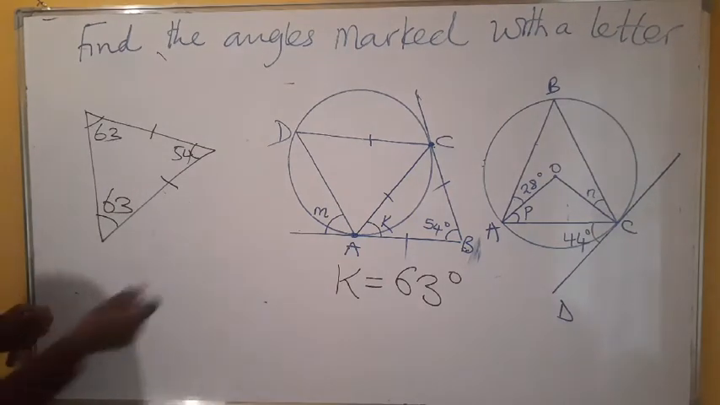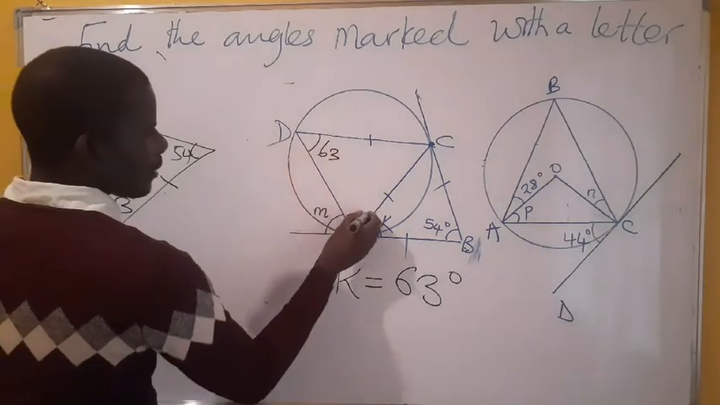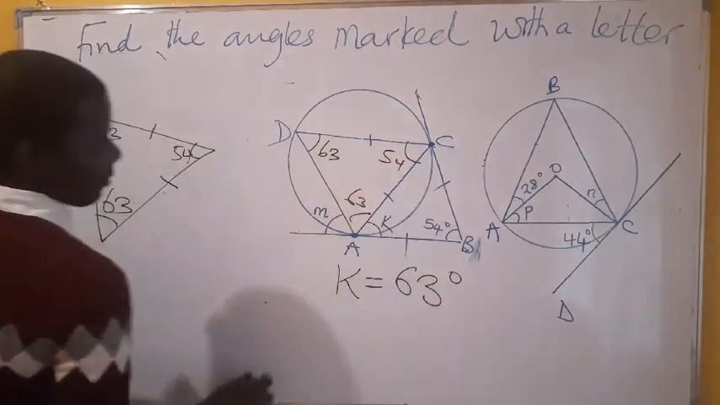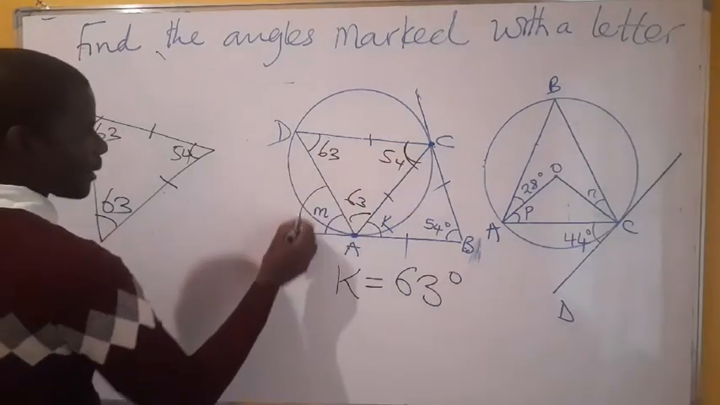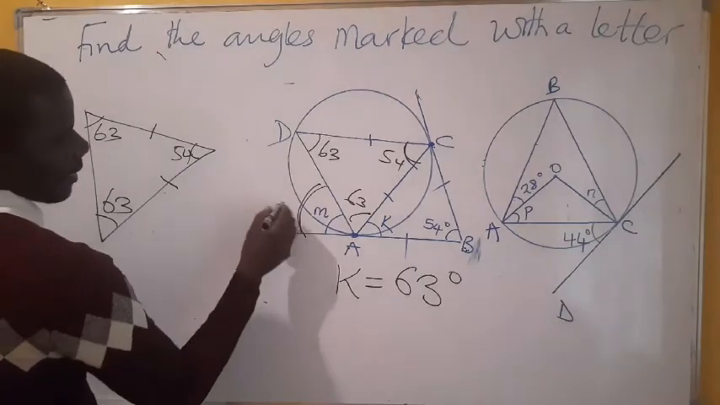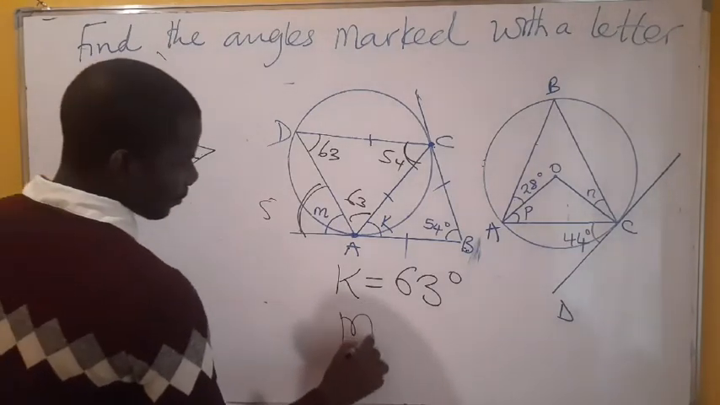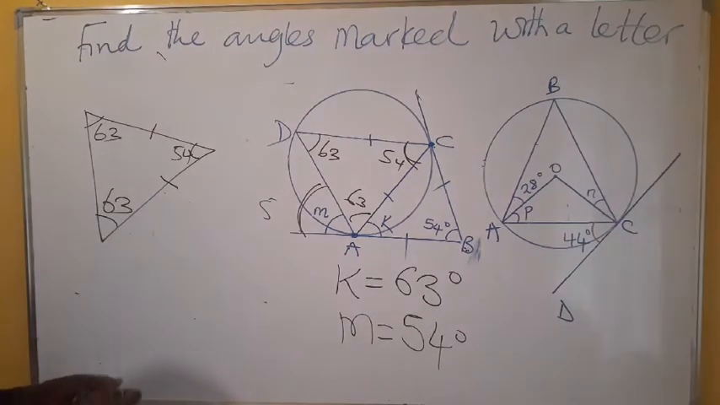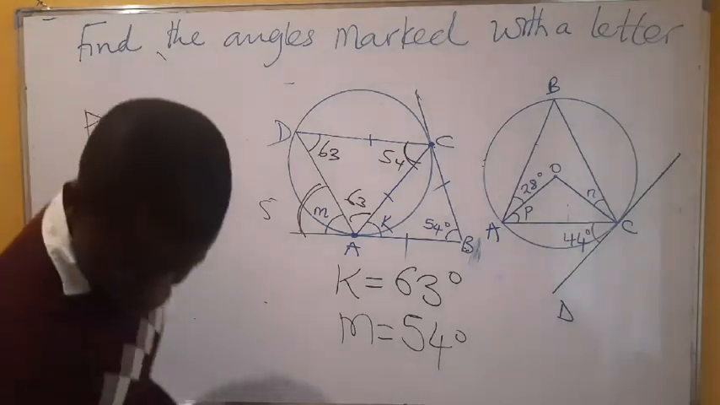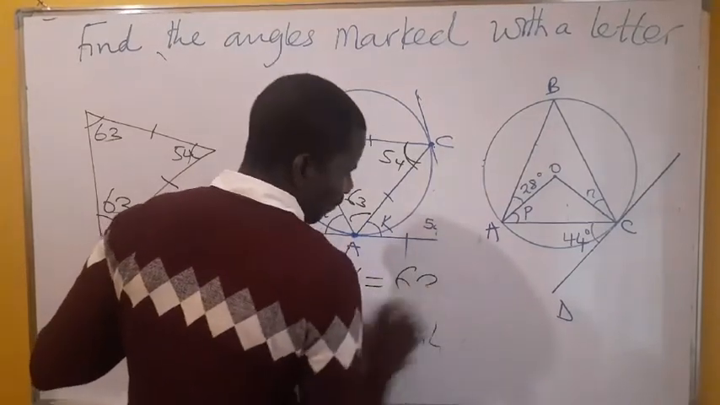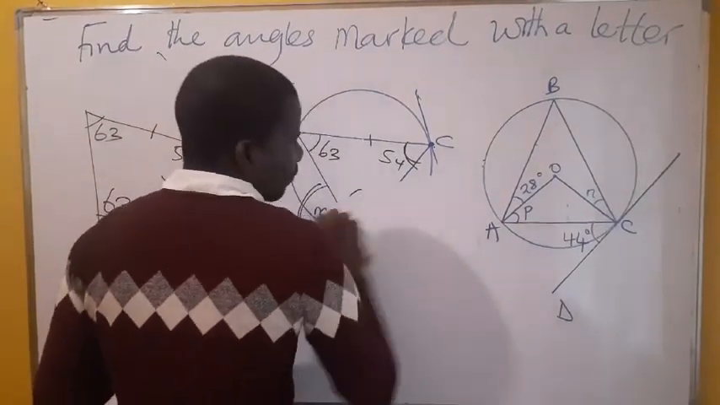The other method is that if this is 63 here, this is also 63, then this is what? 54. So meaning this angle is an alternate to this one. So we can also conclude that this one is what? 54 here. So M is equal to 54. M is equal to 54. Let's move on.